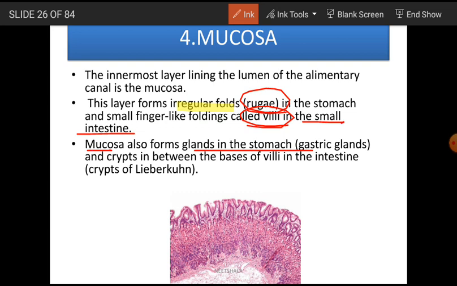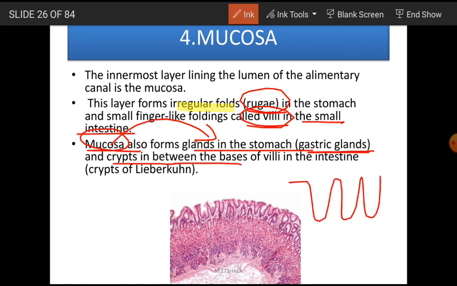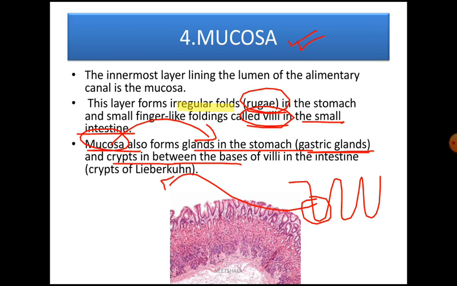Intestine mein kaun glands banate hai aur stomach mein kaun glands banate hai? In stomach mucosa forms glands which is known as the gastric glands, and in intestine both submucosal glands bhi hota hai aur mucosal glands bhi hota hai. Submucosal glands are also known as Brunner's gland, and here in between the crypts, that is crypts which is present, if this is the villi, then these cavities are known as the crypts. So is crypts mein, crypts of Lieberkuhn bhi bolta hai, yahan pe kuch glands hote hai, and that is a mucosal modification. So intestine consists of submucosal glands as well as mucosal glands, whereas stomach consists of mucosal glands only.